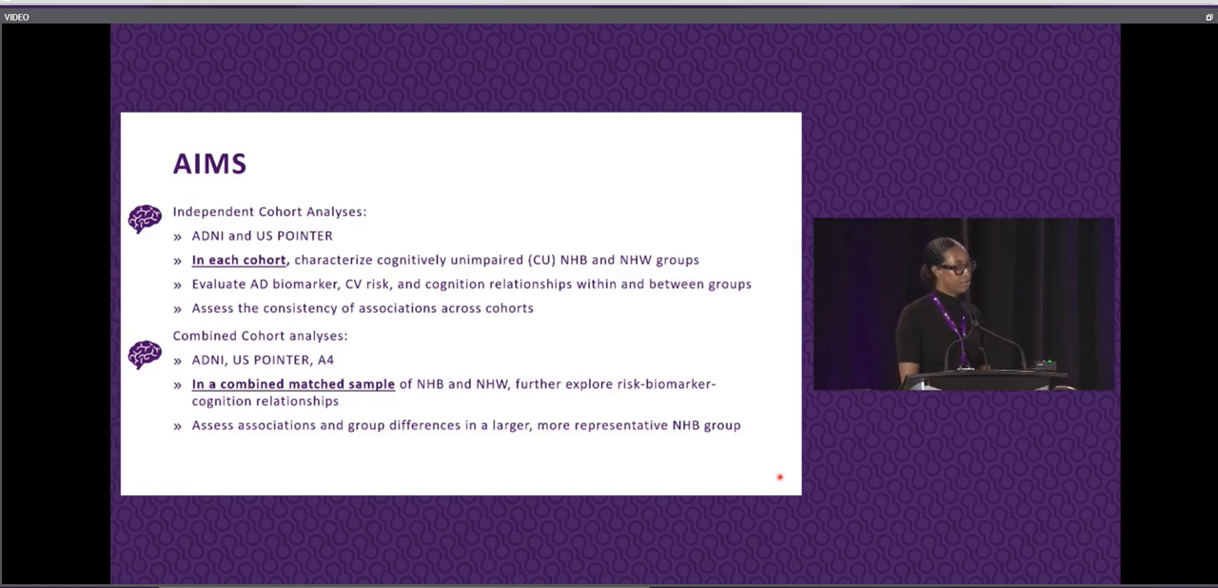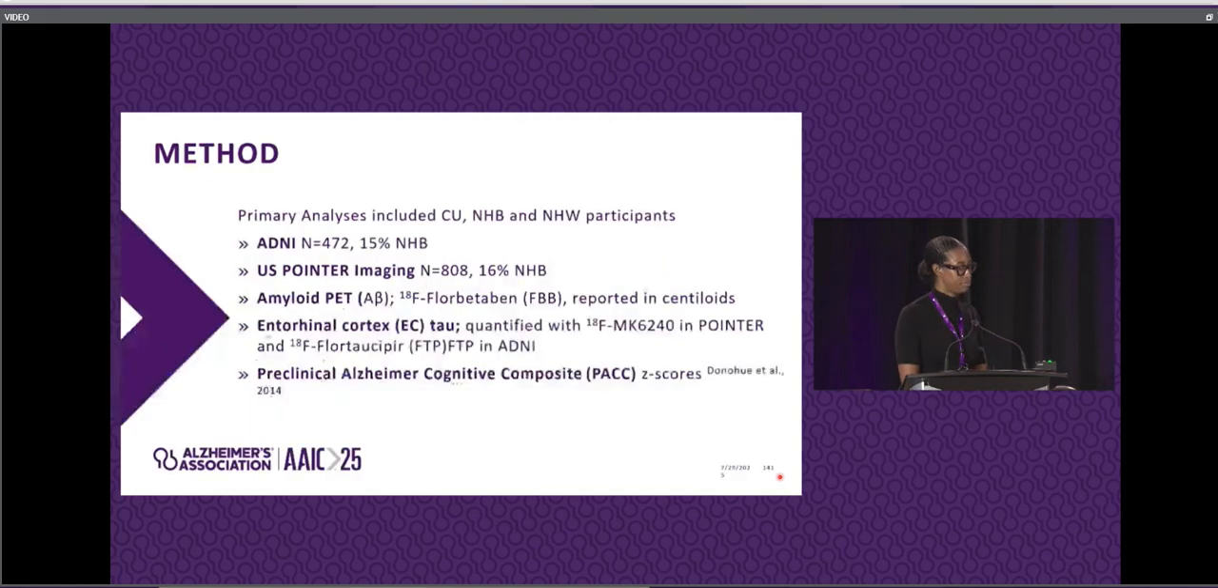And more recently, we've conducted some combined multi-cohort analyses where we've combined data from the ADNI, US POINTER, and A4 studies to evaluate, again, the Black and white participants and further explore these risk, biomarker, and cognition associations in hopefully a larger and more representative sample of Black participants.